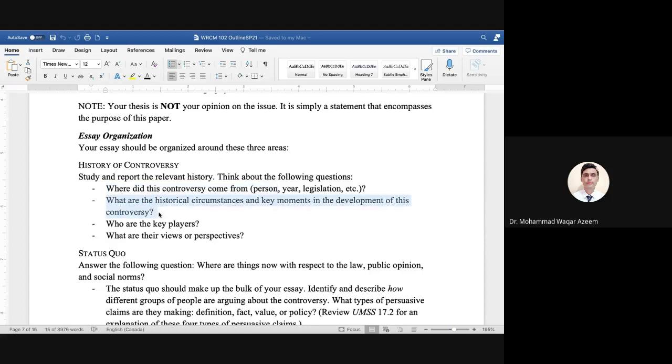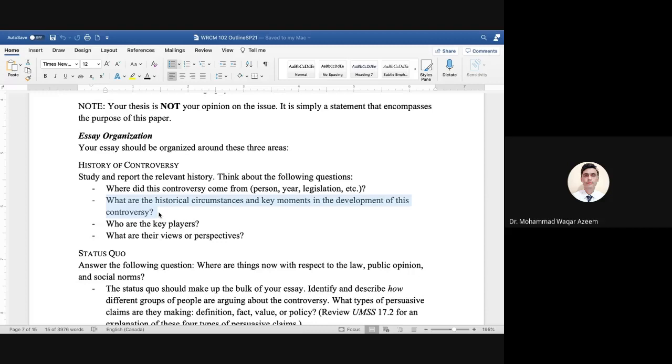Additionally, respond to this question: what are the historical circumstances and key moments in the development of this controversy? Answering this question will help you to explain the history of the controversy as well. So, what were the specific historical circumstances because of which that controversy rose? Or what were the key moments in the development of this particular history?